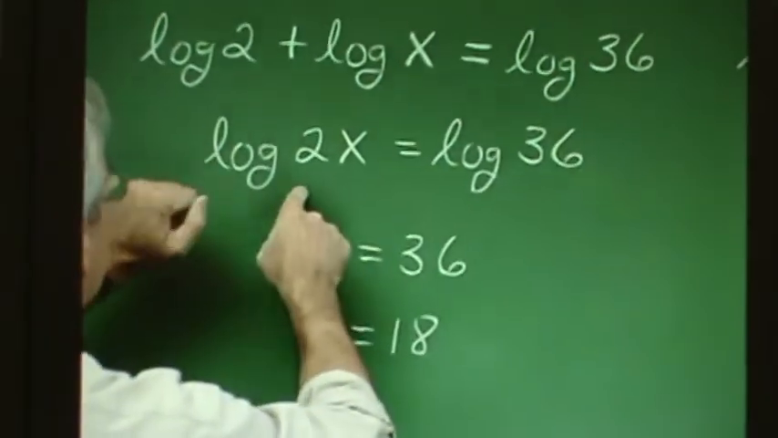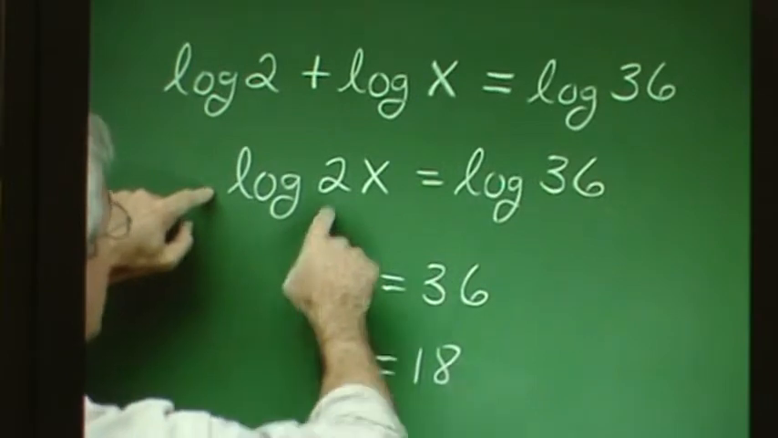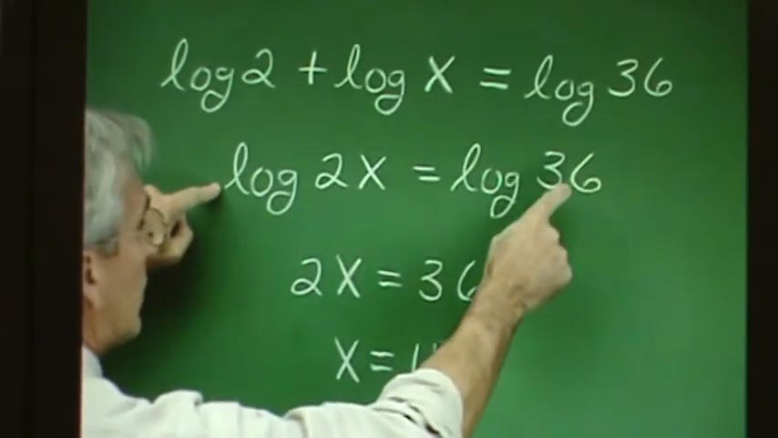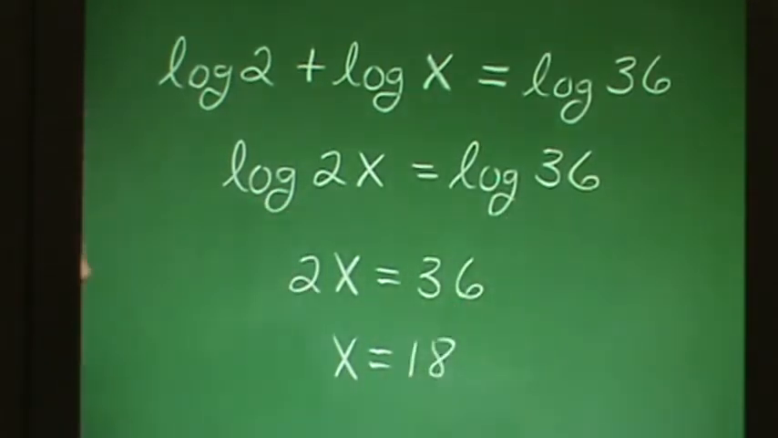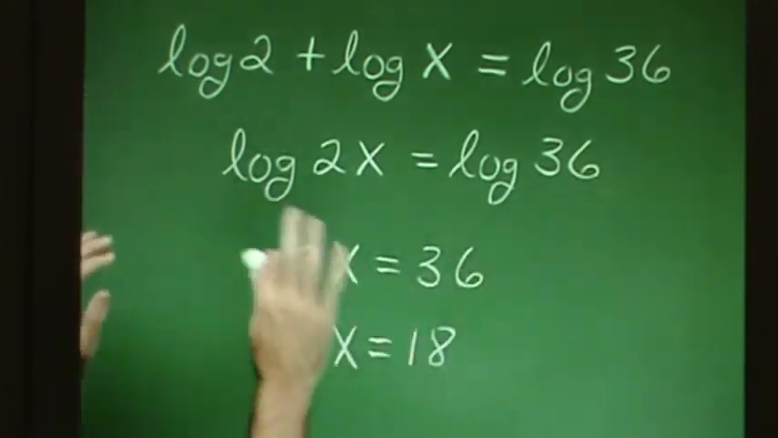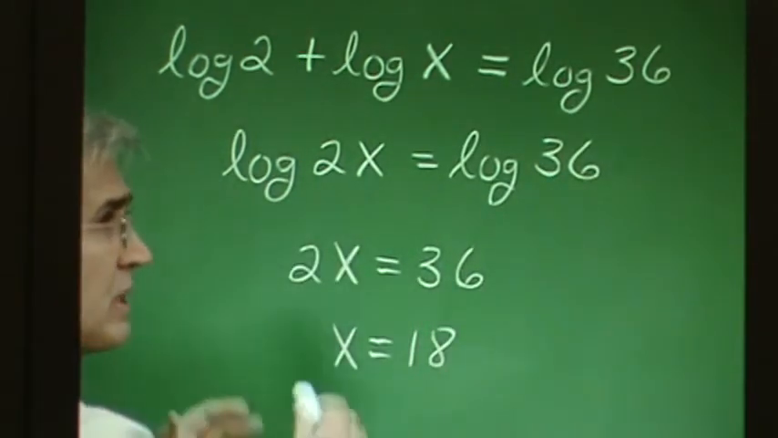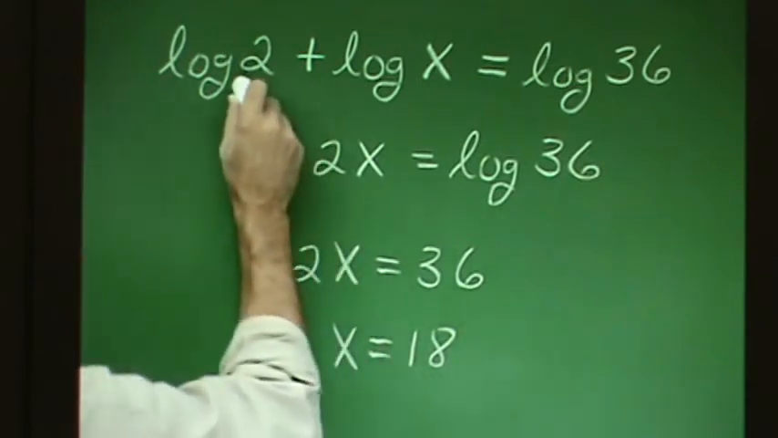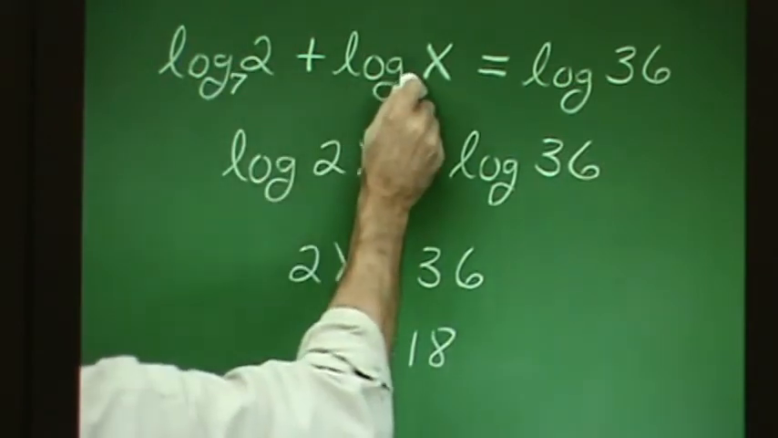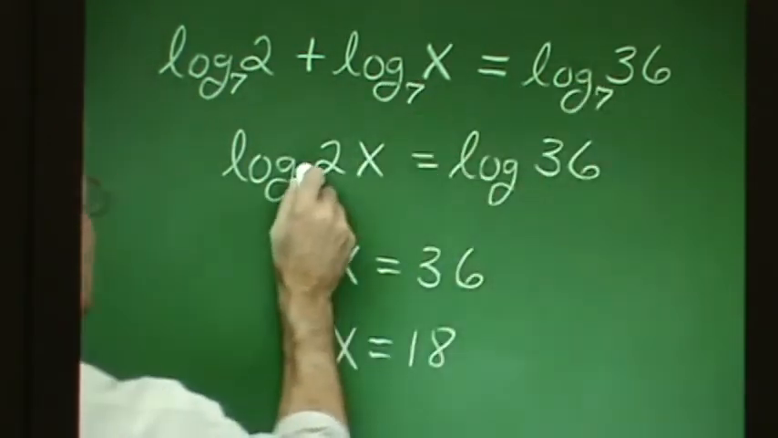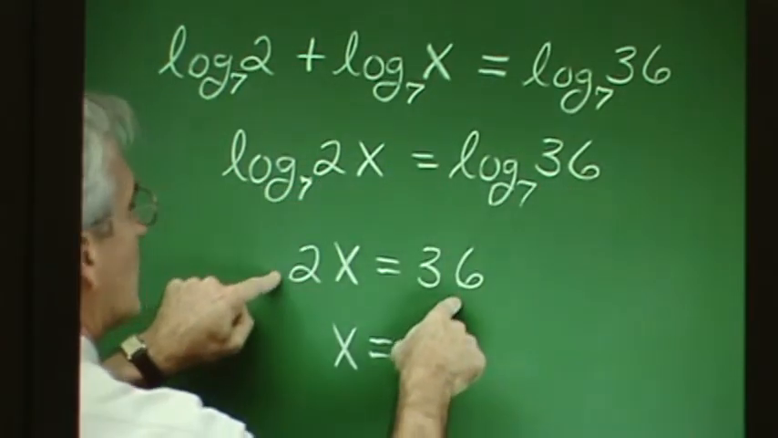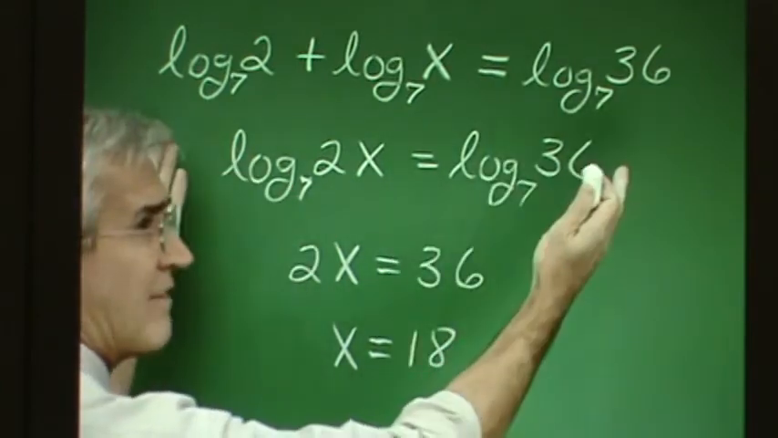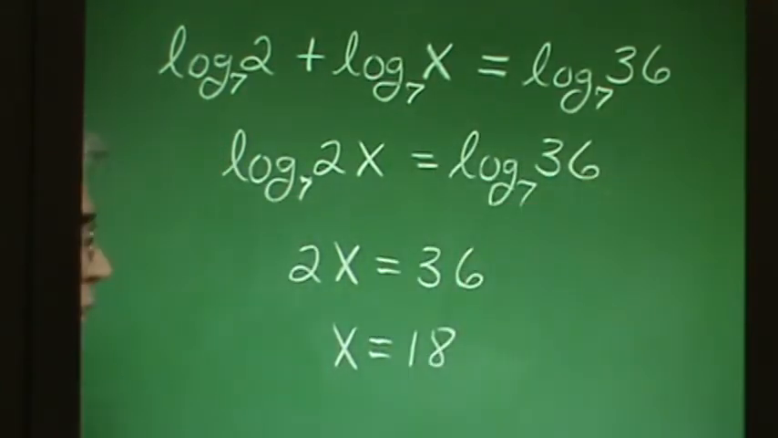We bring these two together using the product property again. This is the log of 2x is equal to the log of 36. And now we can set 2x equal to 36 and easily solve for x. Now, the situation works exactly the same, even if we add the extra seeming confusion of maybe a base of, let's say, 7. Even if it's base 7, it's not a big deal because we're just going to set 2x equal to 36. The 7 is a non-factor here in solving the equation.